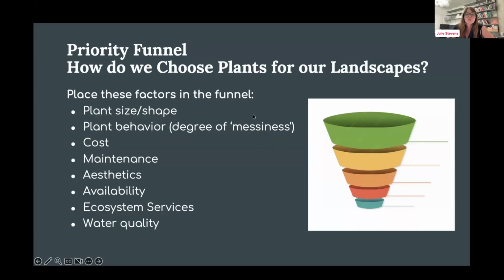Yeah, so this is what we need to do then. We need to marry the aesthetics with the ecological value. And boy, we have a lot of amazing plants in our native landscape. Okay, so let me go.